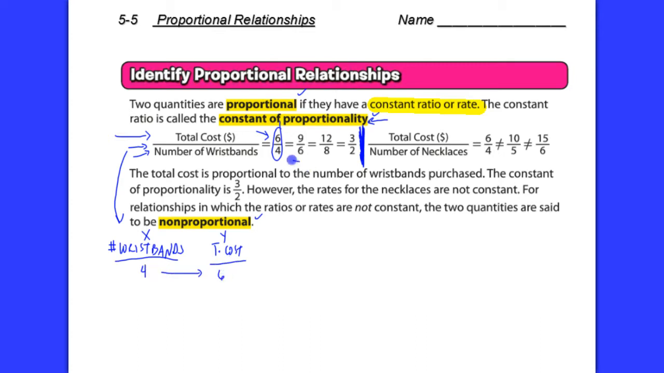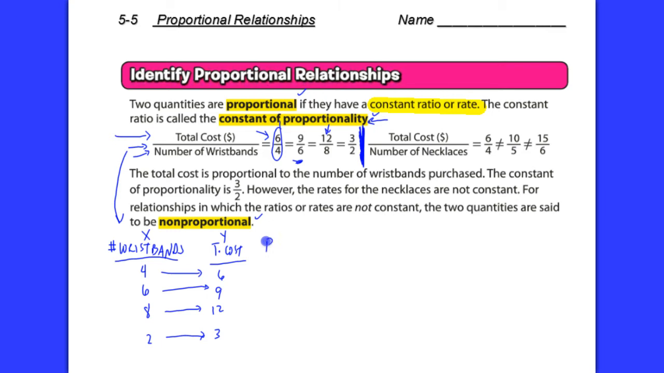All right, look at the second one here. The second one said that 6 wristbands cost 9. Do I have that right? 6 wristbands cost 9. The third one here says that 8 wristbands cost 12. And the last one there says that 2 wristbands cost 3. So we want to know, is this proportional?